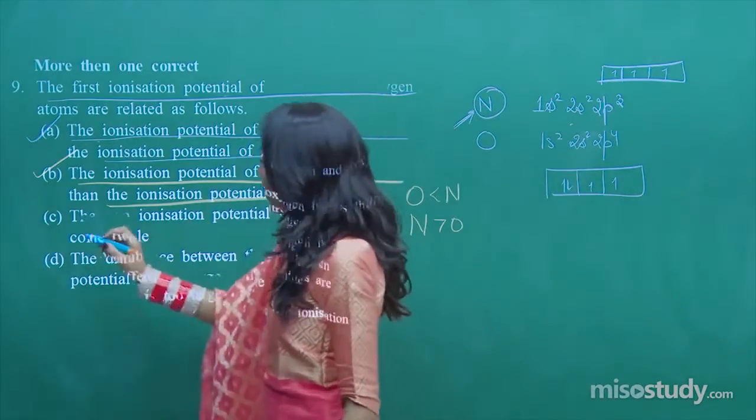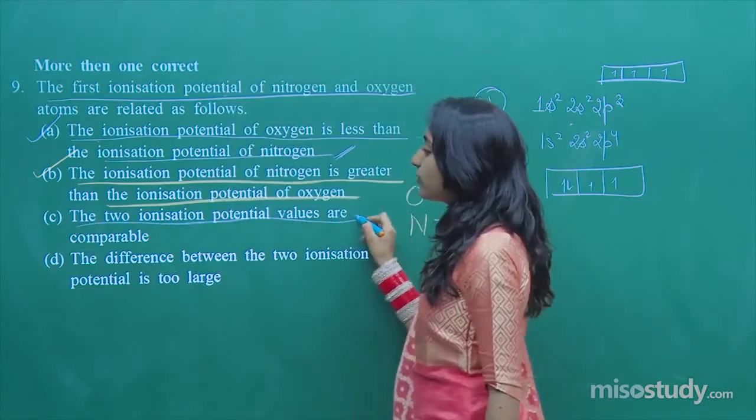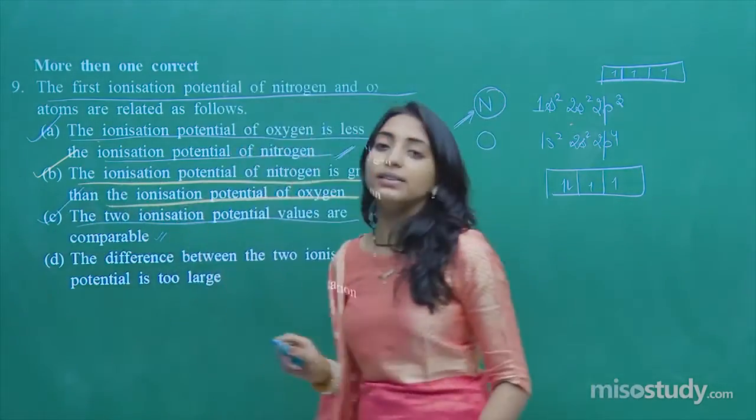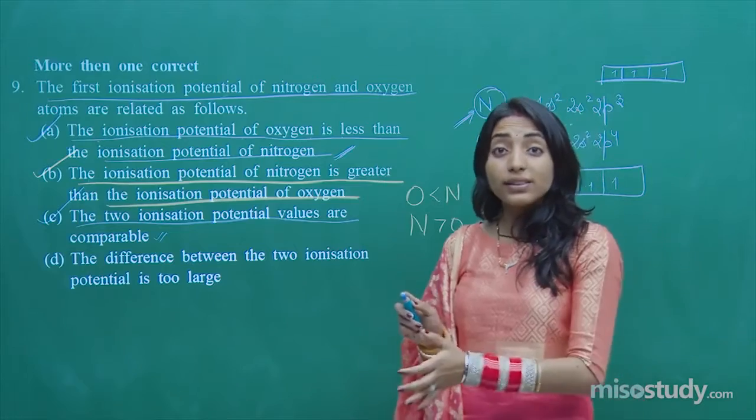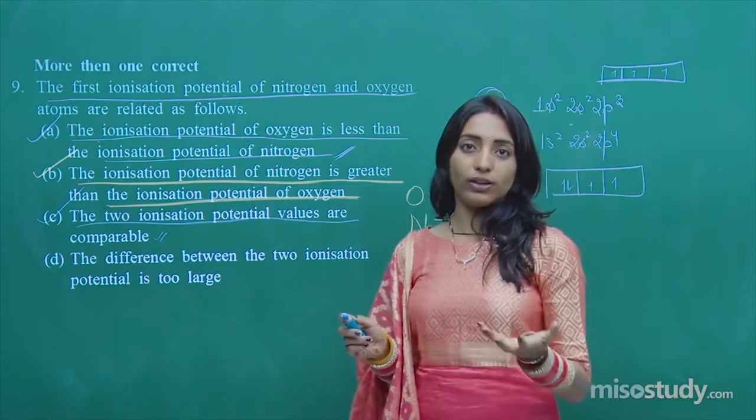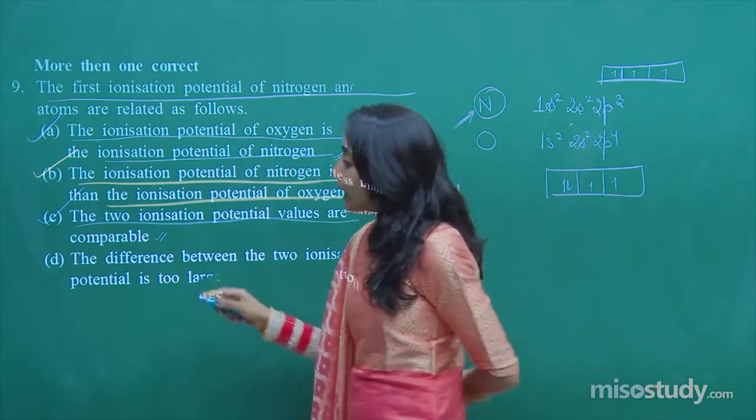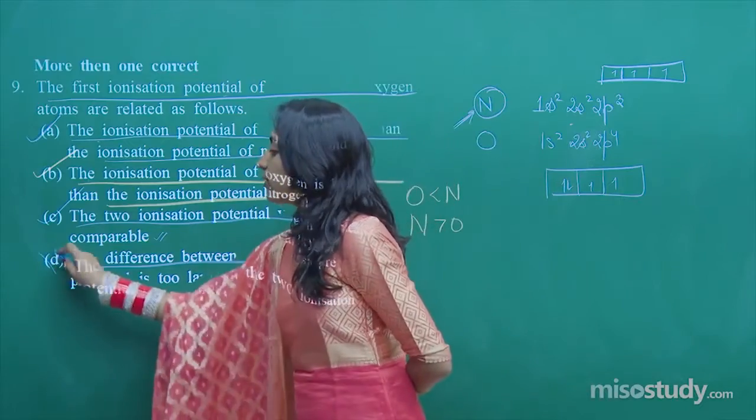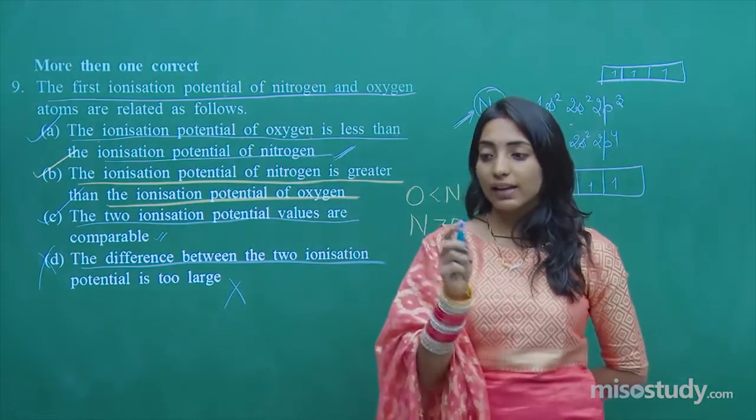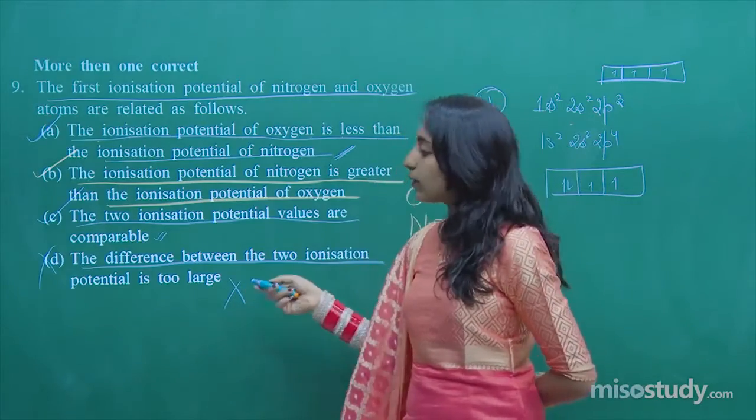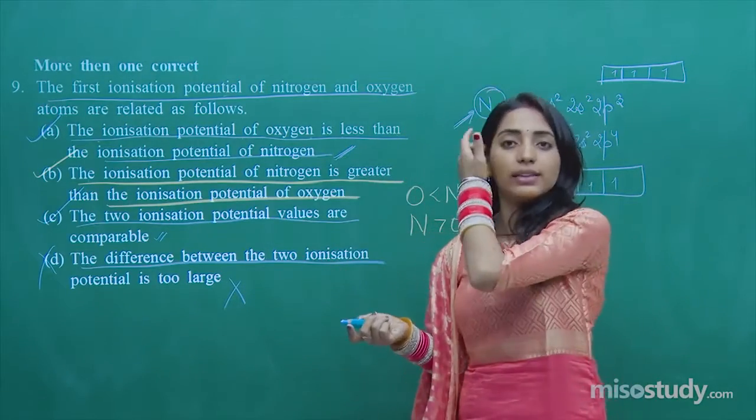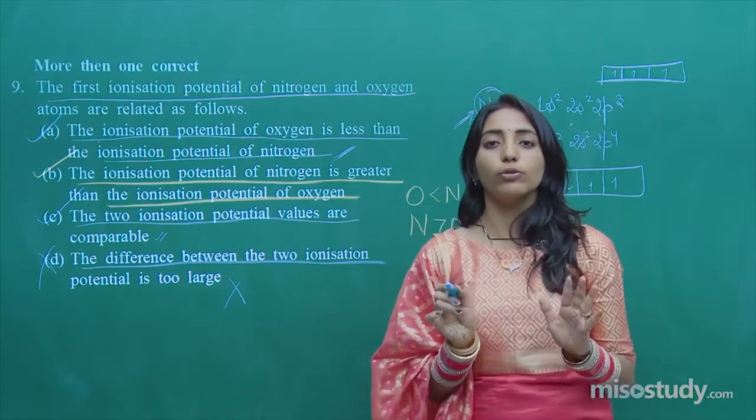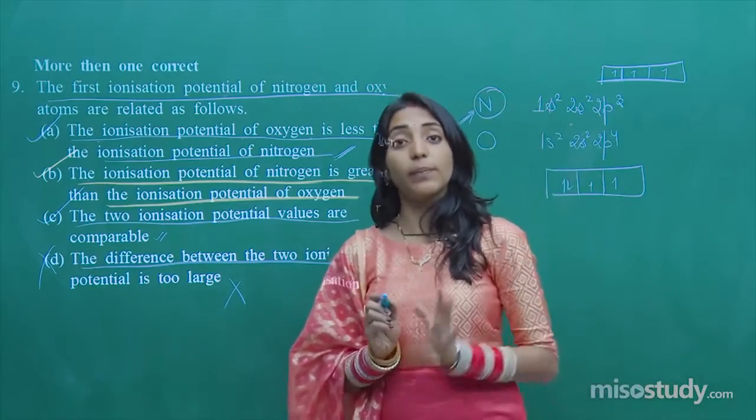Fine. Third is, the two ionization values are comparable. Yes, they are comparable. You can compare the two ionization energy values, because if one is 2.96 electron volt, the other may be 2.90 electron volt. So yes, the two will be comparable. And the fourth is, the difference between the two ionization potentials is too large. No, since both belong to the same period and are adjacent atoms, they will not have a very high difference in ionization potential. There will be a difference, but it will be small. It will be comparable.